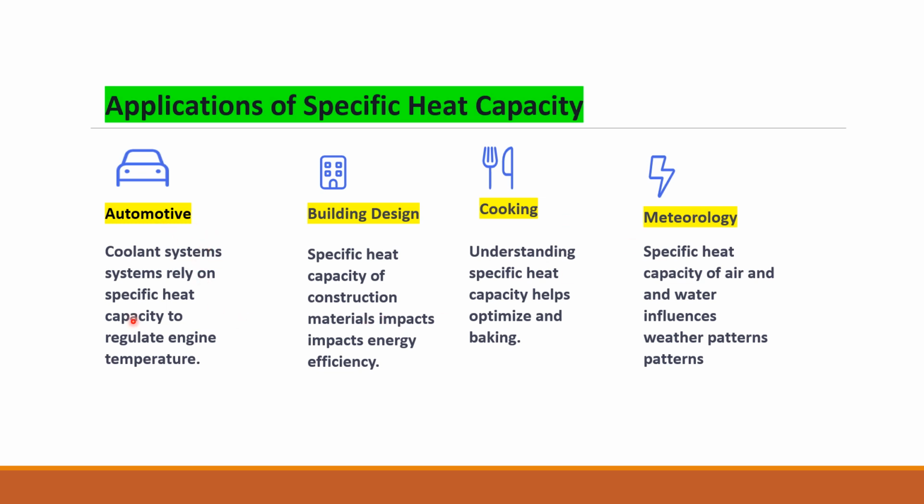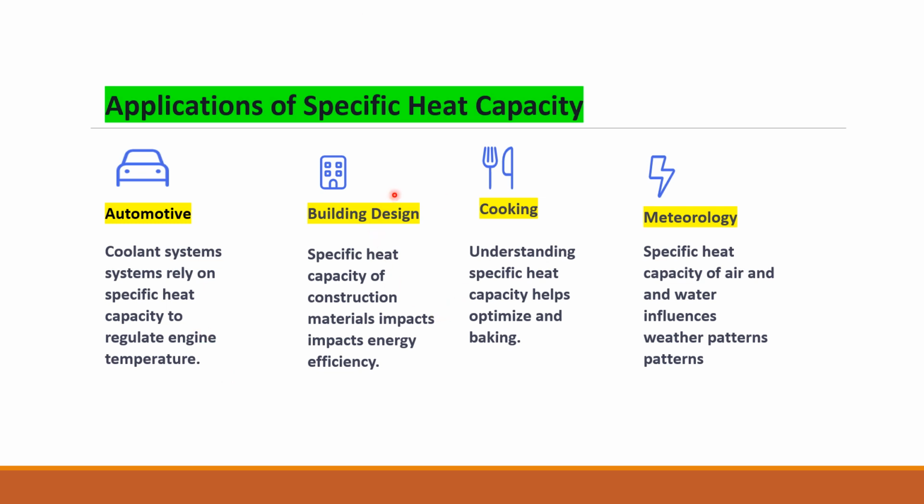Automotive industry. Coolant systems rely on specific heat capacity to regulate the engine temperature. Whenever we use fuels in engines, it may heat up the engine. That heat is controlled by using coolant systems. The type of cooling system or coolant is chosen based on the specific heat capacity of the material which is used to construct the engine.